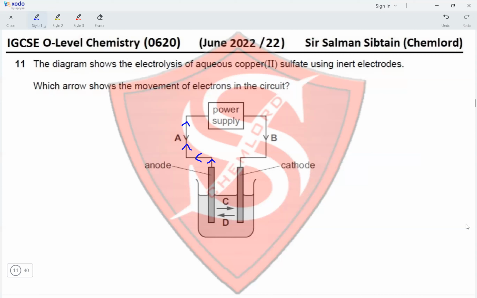So when they move like this, they would head towards the cathode. And the only arrow with electrons heading towards the cathode is given in option B, making B the correct option for this question.